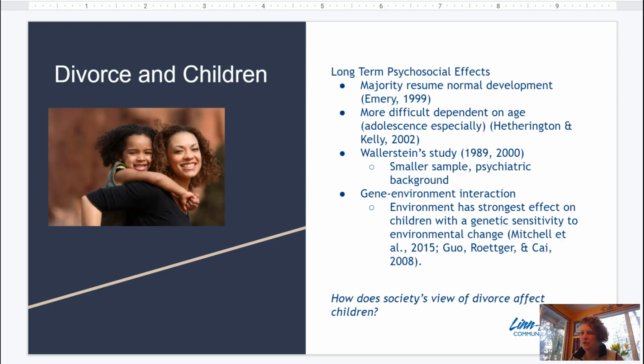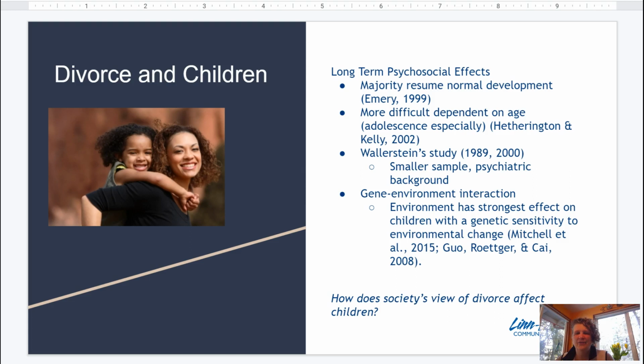So long-term psychosocial effects, basically the best research we have is the majority of children resume normal development. This is so difficult to study, right? This is not something where you can put people in a lab and separate half of them to go through a divorce and have a control group that's exactly the same that doesn't go through divorce. Just not going to happen. So when we study this, we're just studying sort of really wide, variable circumstances. But what we think we know is the majority resume normal development.